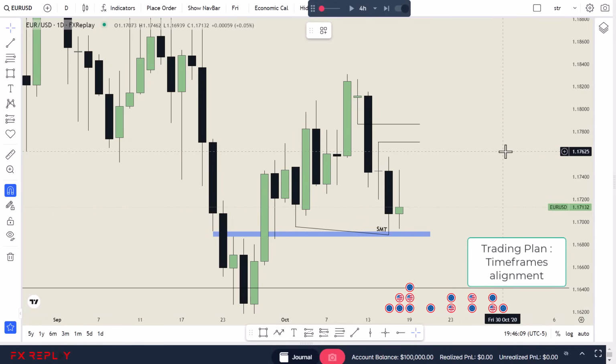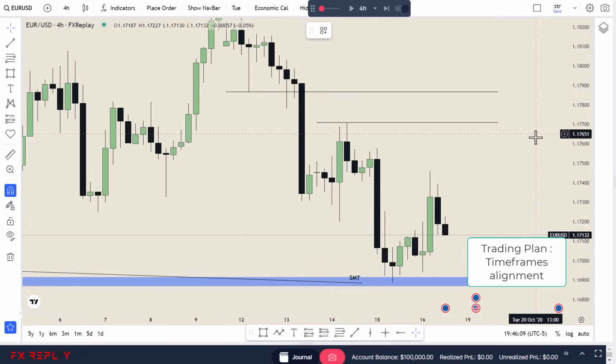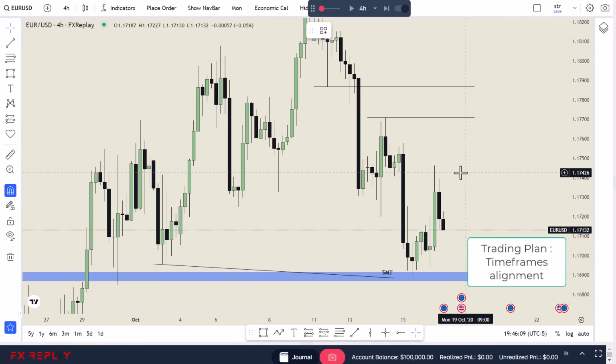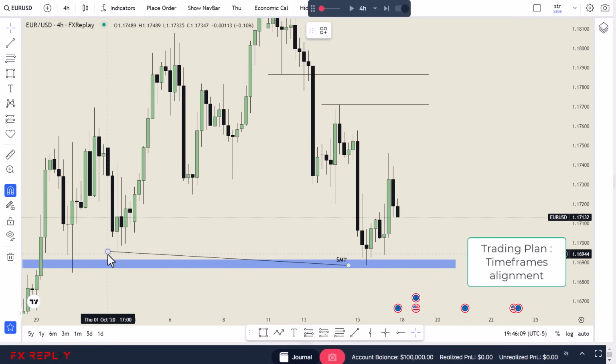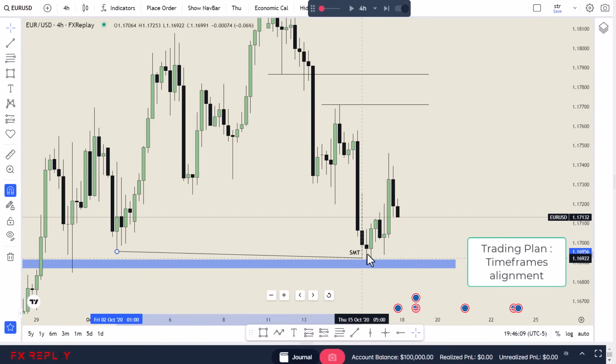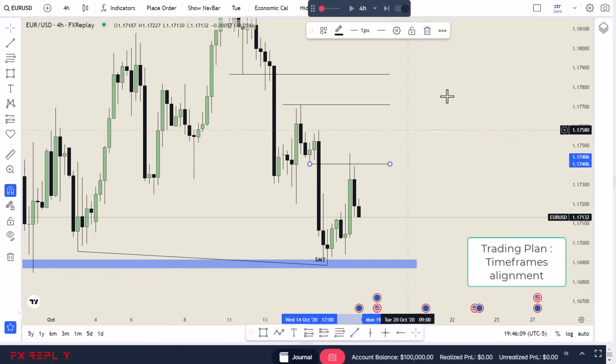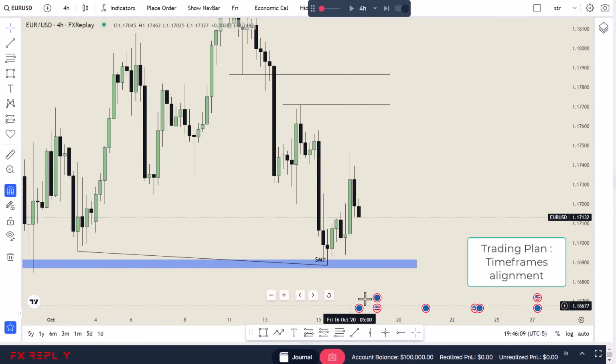So let's go to the 4-hour time frame and see what's going on. On the 4-hour, price is still bearish. It's respecting the bearish breaker, for example this order block right here, and the fair value gap right here. Price is still respecting this.